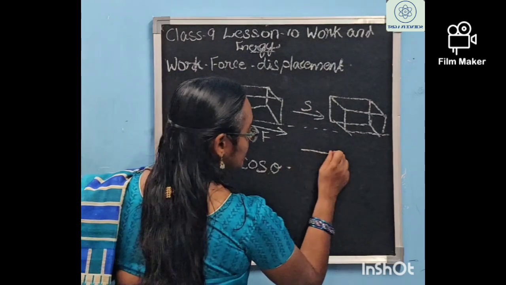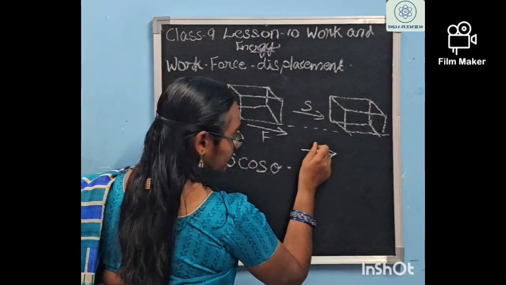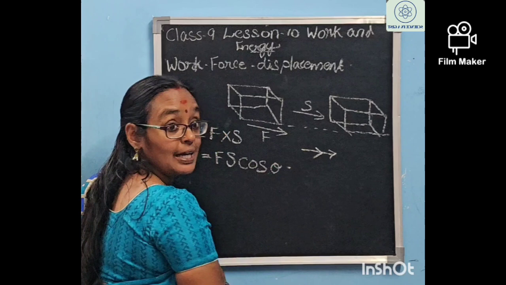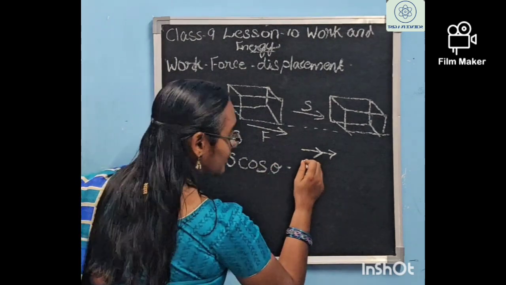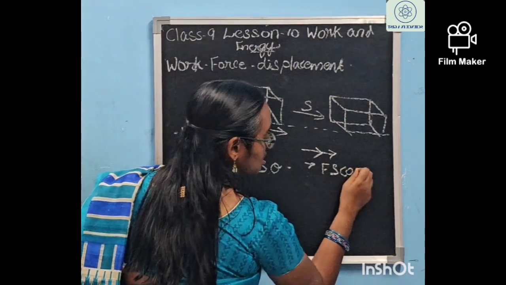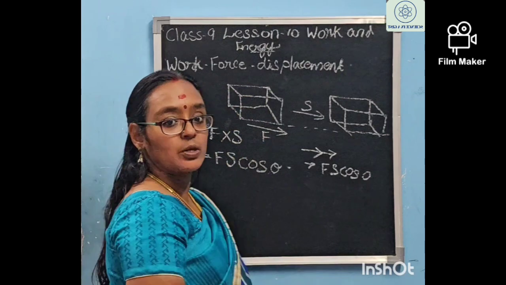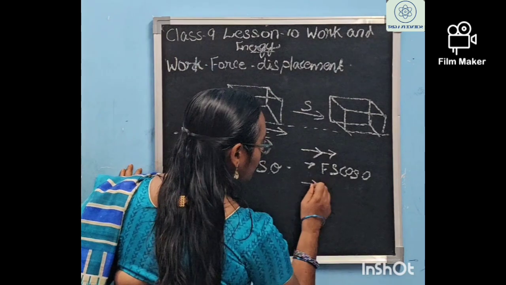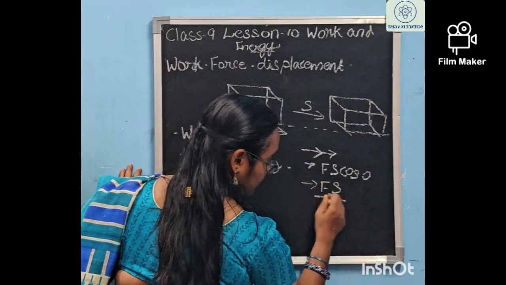Here force is in a particular direction and S is also in the same direction. So what will be the theta value? Theta value will be 0 in this case. That is F S cos 0. What is cos 0? Cos 0 is 1, isn't it? So it is equal to Fs, positive Fs.